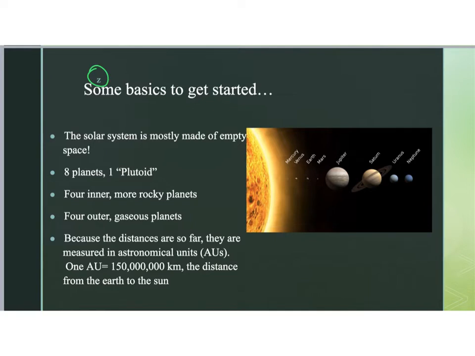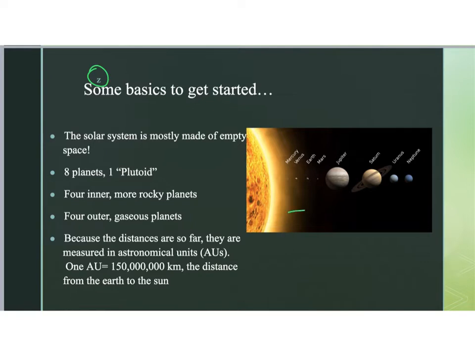So the solar system is made of mostly empty space, and it's interesting to me how big the solar system is, mostly empty space, but also looking down to how small atoms are and how they're mostly empty space too. So just kind of an interesting parallel there. So it's mostly empty space.